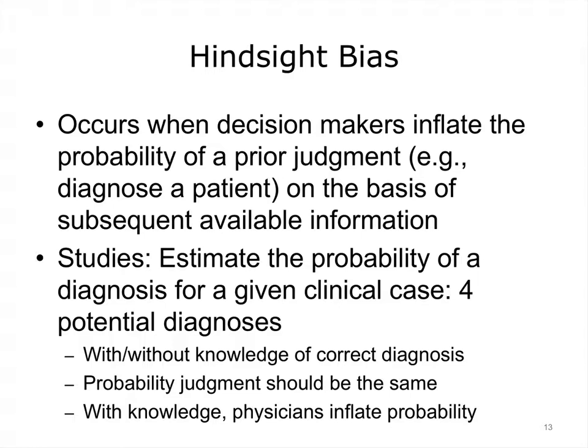Hindsight bias occurs when decision makers inflate the probability of a prior judgment, for example, a diagnosis of a patient, on the basis of subsequent available information. There have been numerous studies documenting hindsight bias. One such study provided clinicians with a set of cases on paper and asked them to rate the probability of a given diagnosis. When they were told the actual diagnosis in advance of the case, their probability judgments were significantly higher. The important point is that the probabilities should always be the same given the set of facts, such as patient symptoms and laboratory findings. The inflated probabilities are a product of hindsight bias.